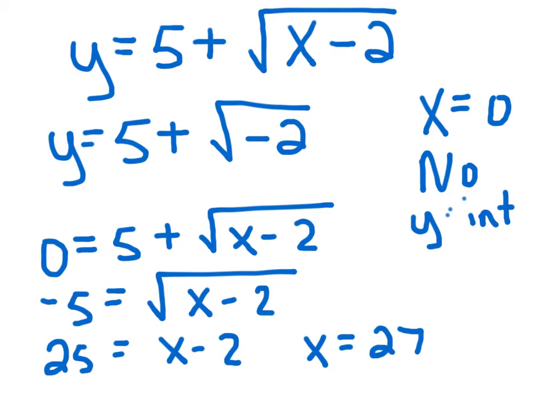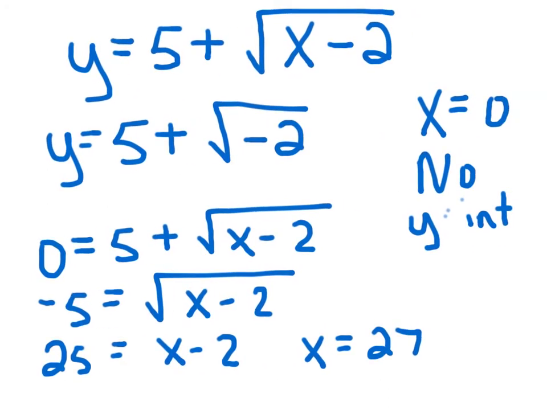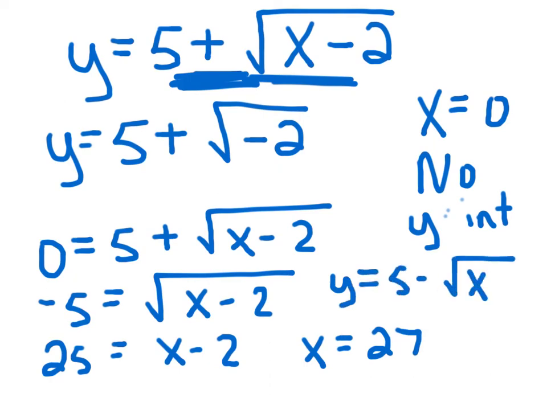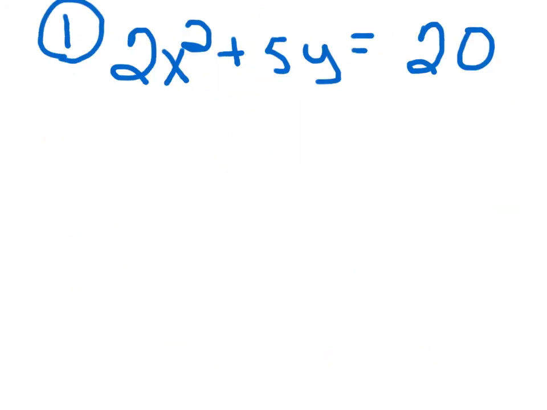So this happens because the square root involved in the problem is the positive square root. It's 5 plus the square root of this, not 5 minus the square root of that. The 27 would be an intercept if the equation was y equals 5 minus the square root of x minus 2. So when you're working with radicals, it's a good idea to take your answer and plug it back in.